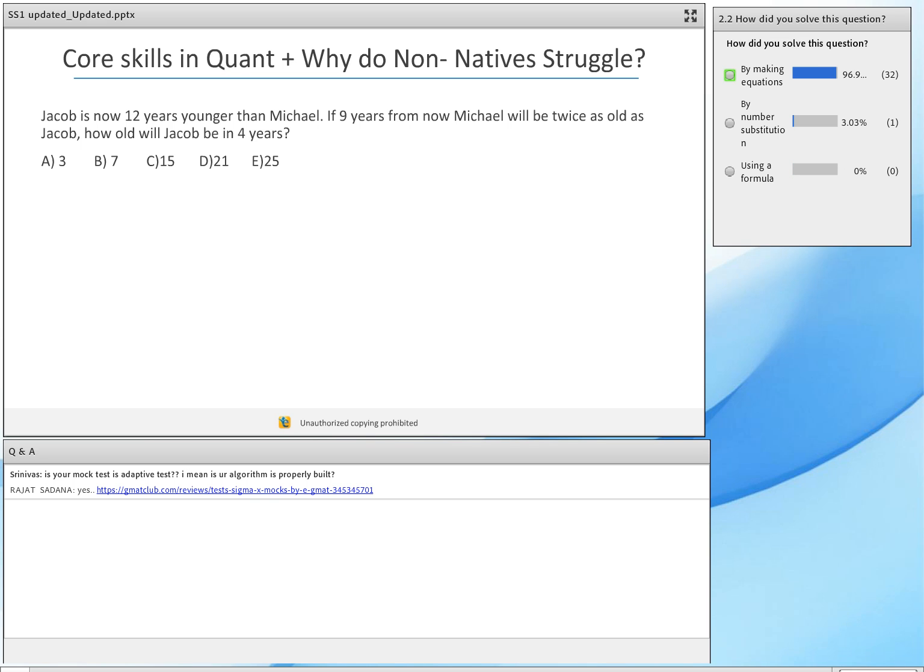Is it by making equations? Is it by number substitution? Or by using a formula? All right, perfect. 95% of you solve this question by making equations. That's wonderful.